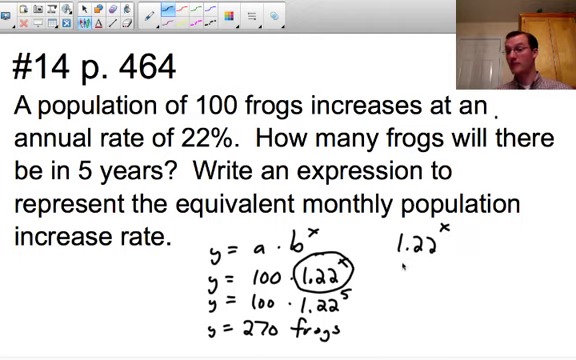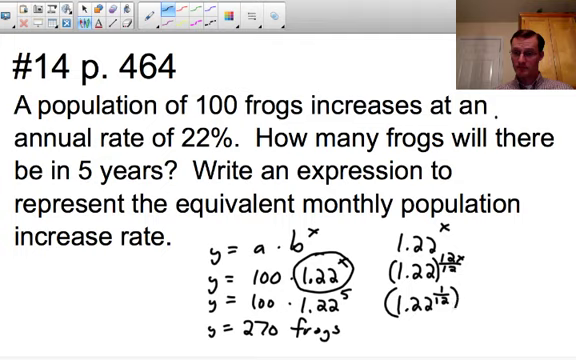We have to think in terms of months. There are 12 months in a year. So what we're going to do is we're going to make this a fraction 12 over 12. And then we're going to sort of do an inside-outside: 1 and 22 hundredths to the 1/12th power. Of course, we would multiply these two numbers. 12 times 1/12 would be 1, and so it would come out to be x. We're just changing it slightly.